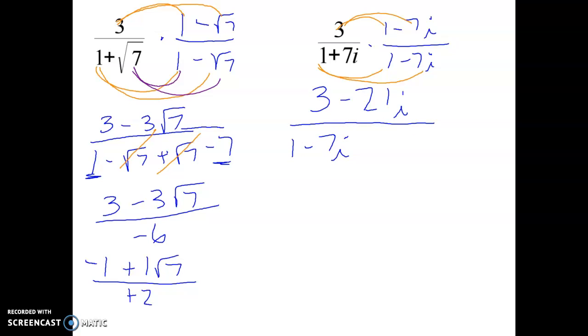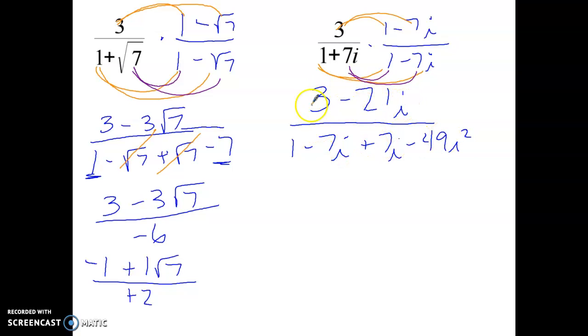And then I'm going to do the I and the L. I'm going to distribute that 7i to both of those as well. 7i times 1, positive 7i. And positive 7i times negative 7i. Okay, well, 7 times negative 7, that's negative 49. And i times i is i squared.